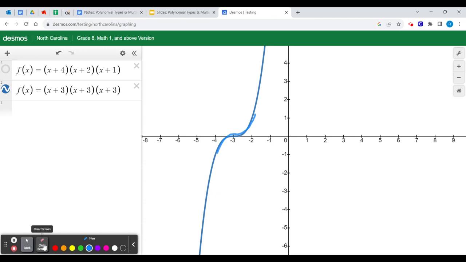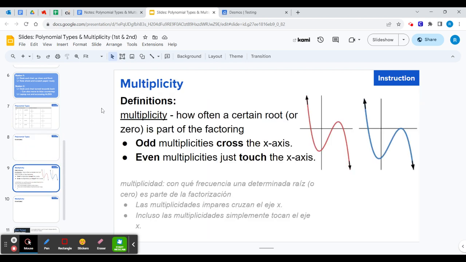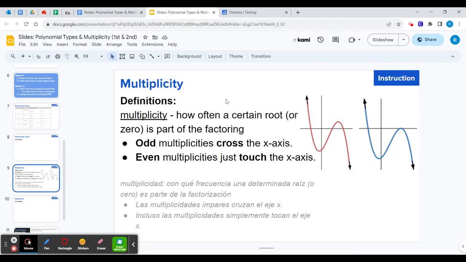So let's quickly formalize this learning in notes, and then we'll be done for the day here. So jump back to our slides. And this will be on the back side of your note sheet, multiplicity. Get a quick definition down. So multiplicity is how often a certain root or 0 is part of the factoring.